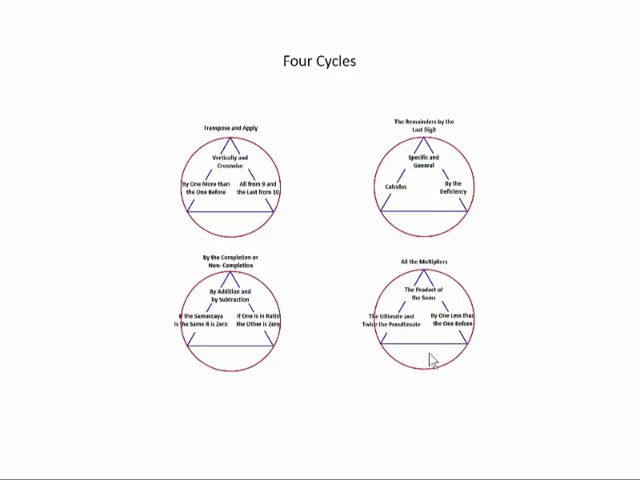And the functions of these, as I've already said, are generating ideas, data, organizing, comparing, generalizing, consolidating. Now let's look at these in more detail and how they actually work.